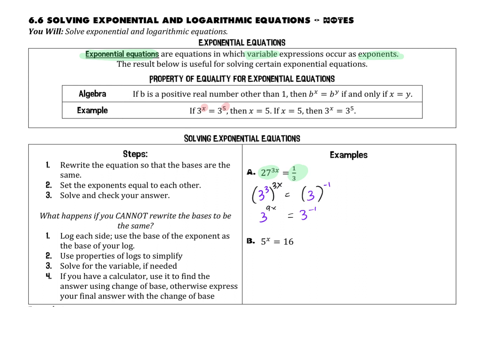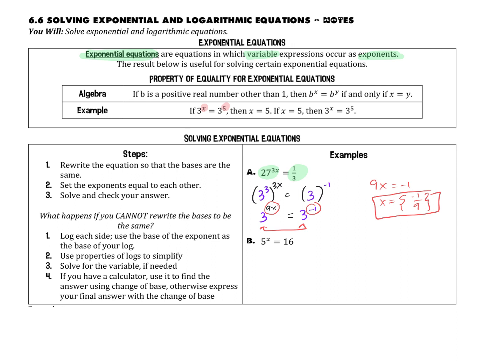So now that we have the same bases, we could, in theory, take the log of both sides so that we can solve for what exponents are the same. We actually don't really need to show that step, though, because if these are going to be equal, all we need to do is say 9x is going to equal negative 1. To solve for x, we're going to divide by 9. So x is going to be 1 over 9.